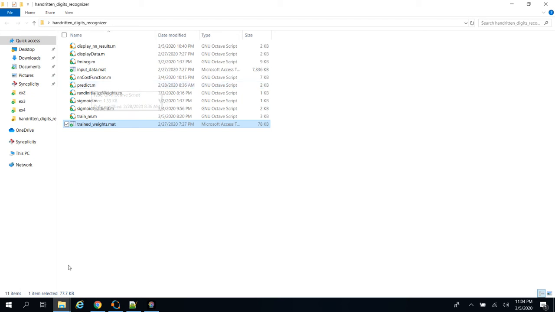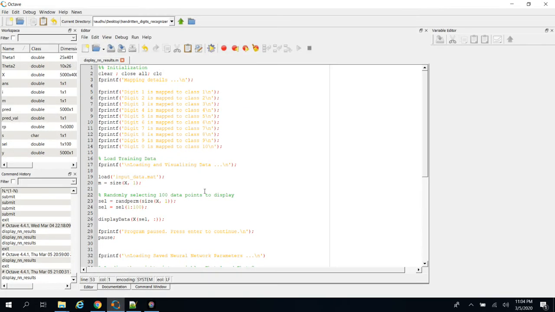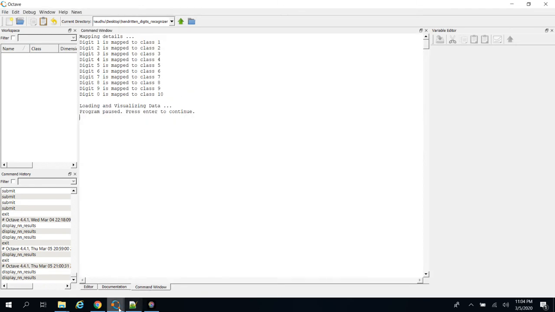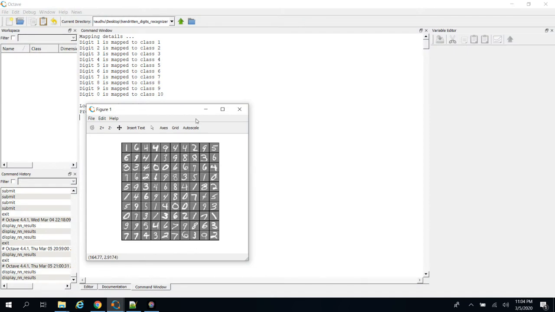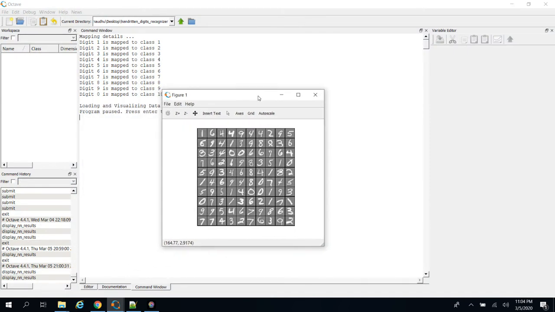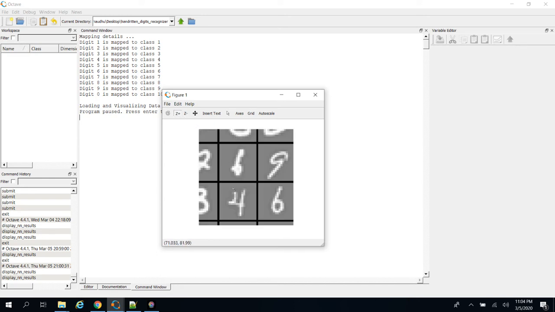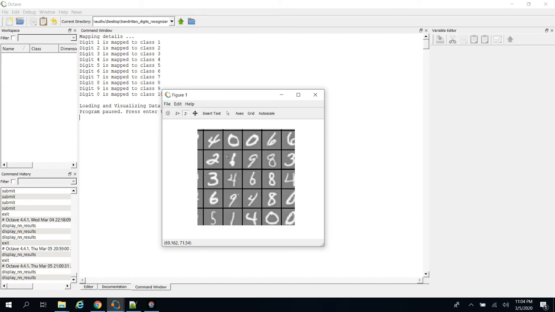Now let's see our neural network in action. So I'll start. So this is the input that our neural network is getting. I don't know whether you guys are able to see it properly or not. Let me zoom in a little bit. So as you can see, this is 4, this is 6, this is 9. So all these handwritten digits our neural network is getting as inputs: 3, 2, 4, 0, 0, 6.